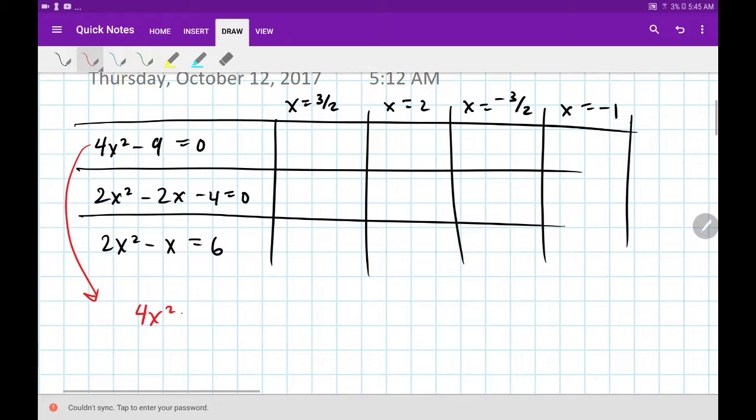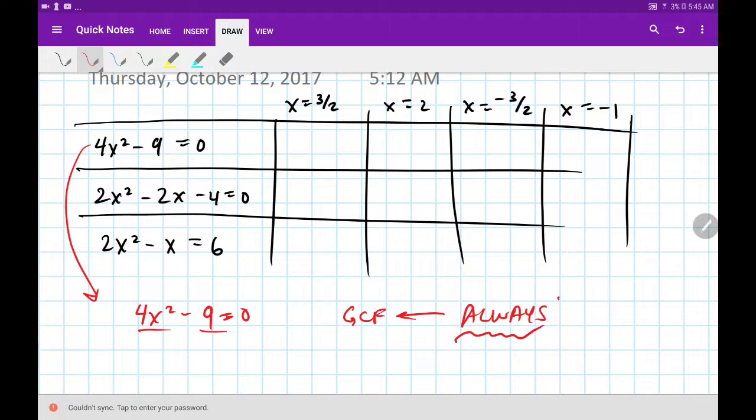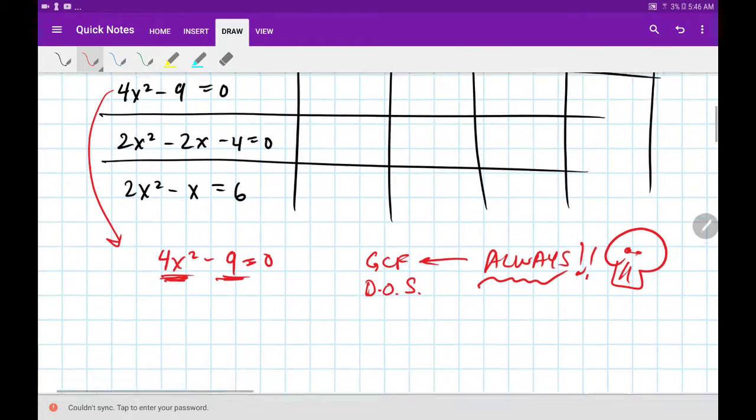So I have 4x squared minus 9 equals 0. Think about all the ways that we have to factor. When we only have 2 terms, the first thing we check is GCF. Well, we check GCF always first. So let's see, can I pull out anything from 4 and 9? Nope. Can I pull out any x's? Nope. So then my second option when I have 2 terms is difference of squares. This is a difference of squares.